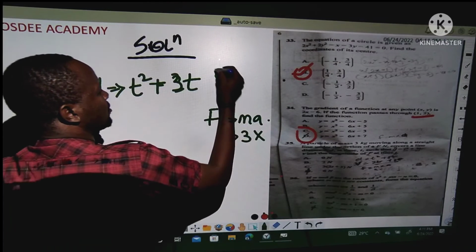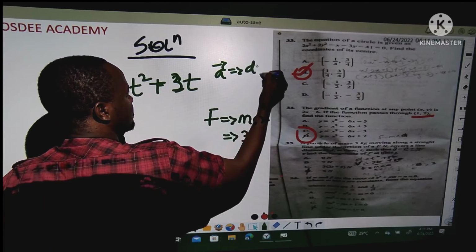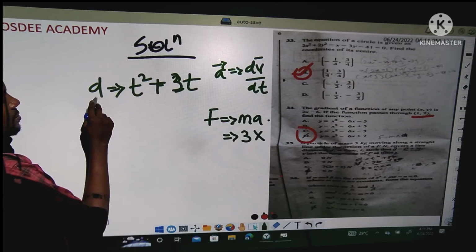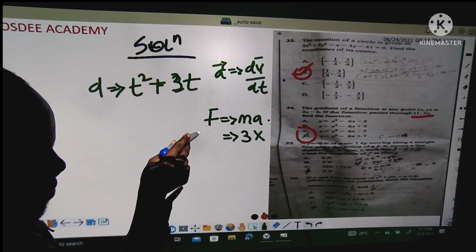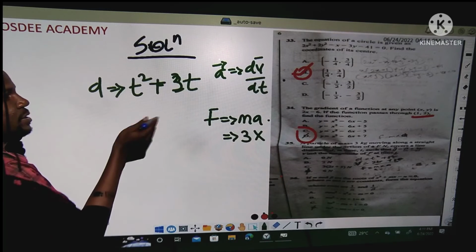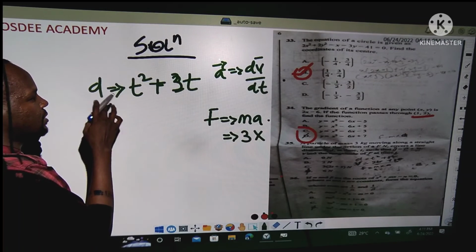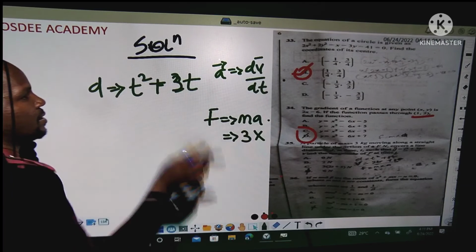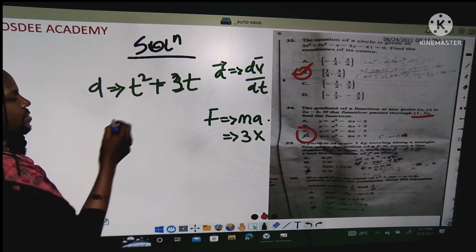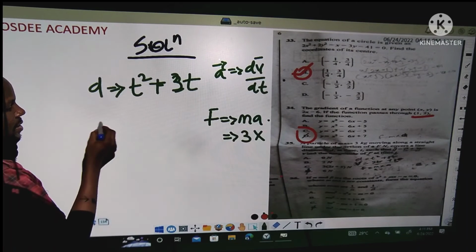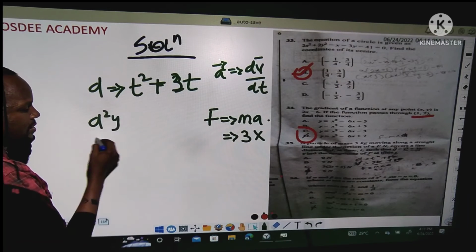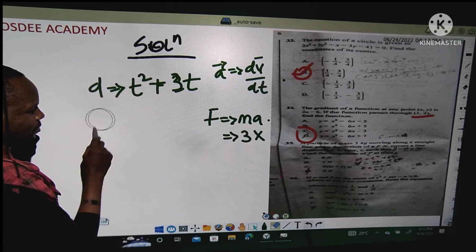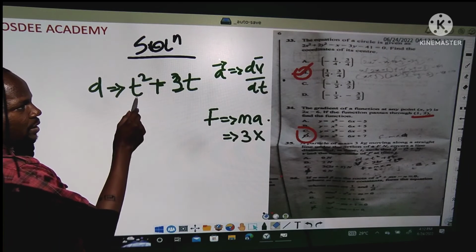Everybody also knows that acceleration is dv by dt, velocity over time. Now, this is distance against time, so I have to do this twice. If I differentiate distance, I get velocity, and I differentiate velocity again to get acceleration. Mathematics students will say d squared y over dx squared, but we are doing physics, so I'm doing this two times.